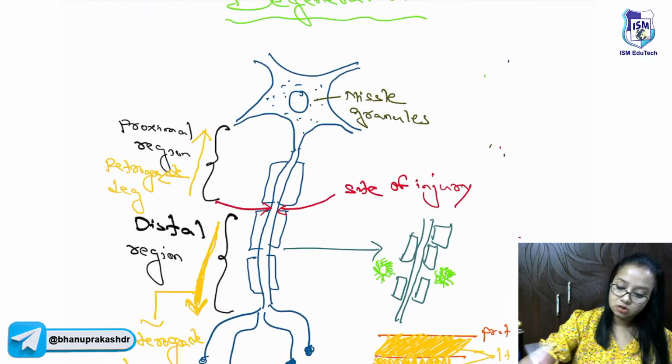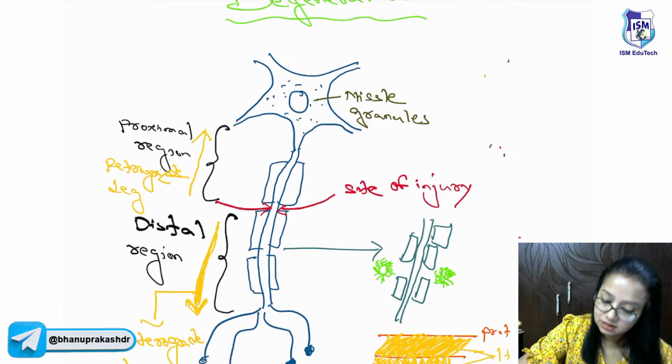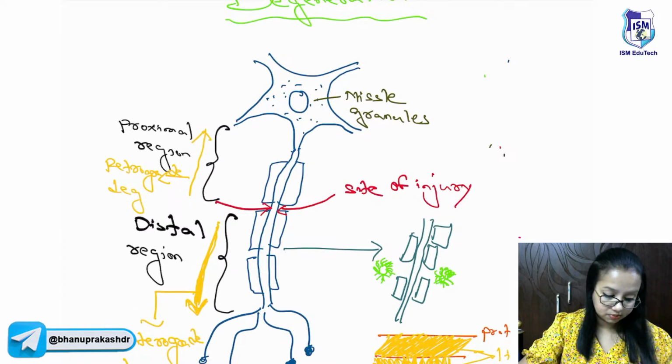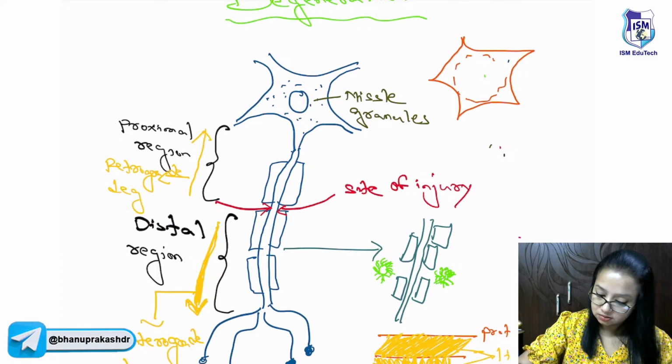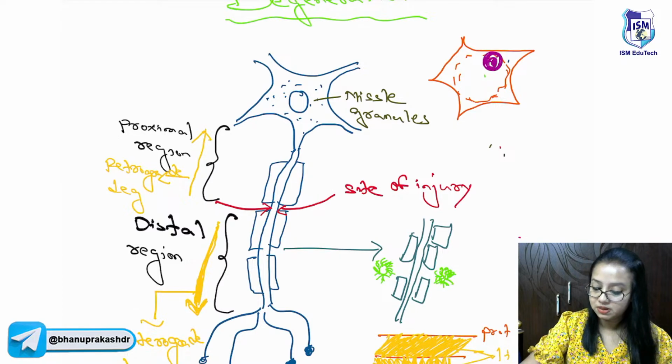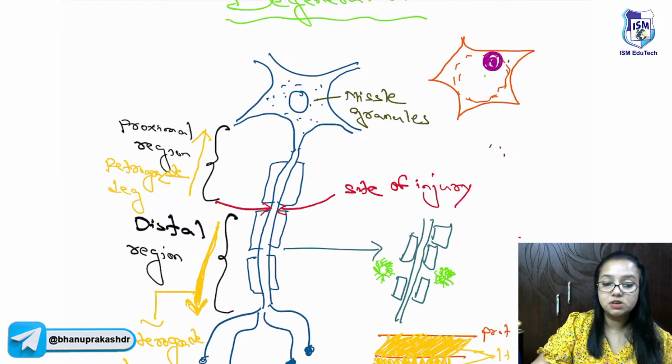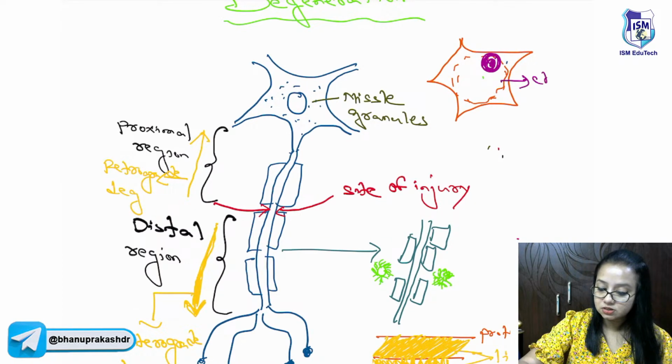So if we draw the picture, it will be like that. This neuron will just swell up by drawing lots of water. Okay, and the nucleus will be pushed to the periphery, and then there will be no appearance of the Nissl granules, which is a phenomenon called chromatolysis.